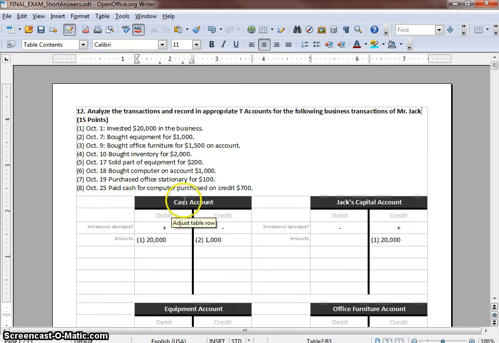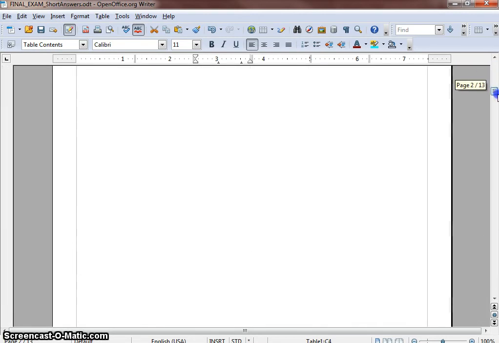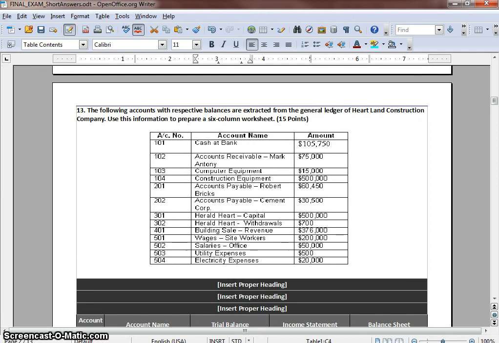I know it really didn't explain itself very well, but just to clarify, you'll need to do a debit and credit for each transaction and just list them in the appropriate T accounts, like so. Okay, so that's the first short answer problem.